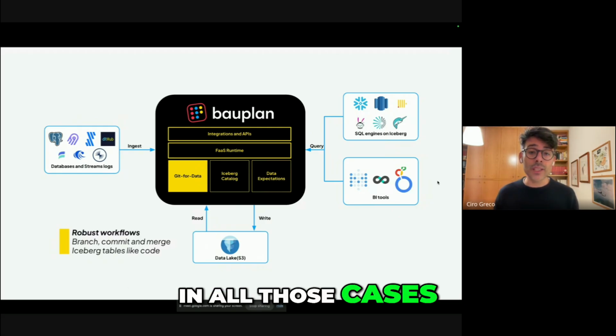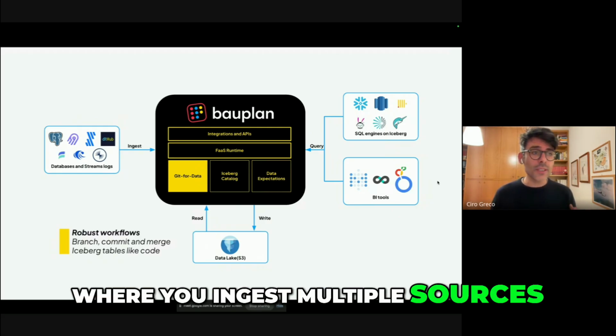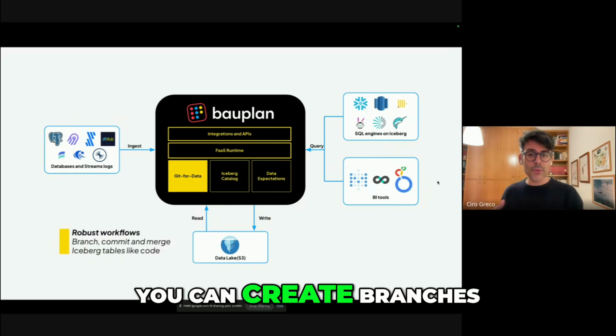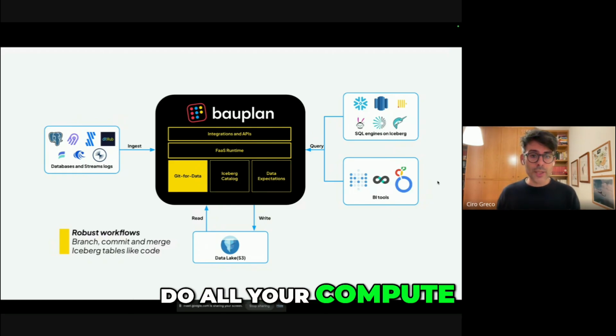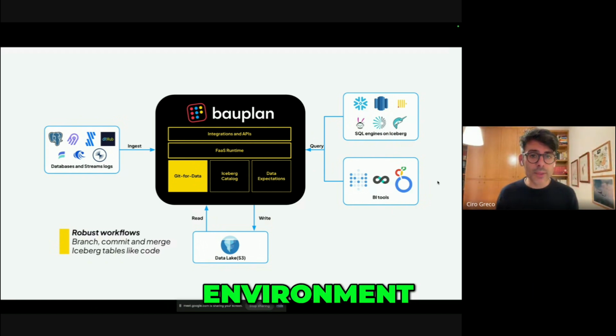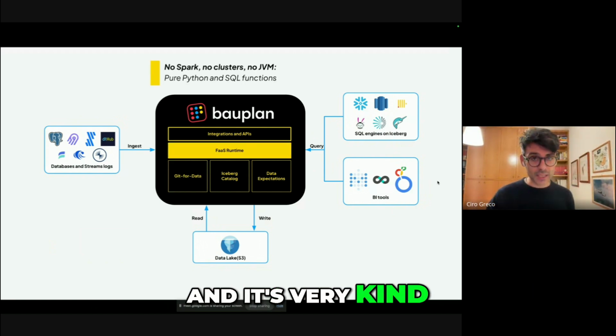For instance, in all those cases where you ingest multiple sources, you want to do a lot of testing, data quality matters. You can create branches, do all your compute, and then you commit and then merge those branches into your production environment. But it's very easy and it's very Git-like.